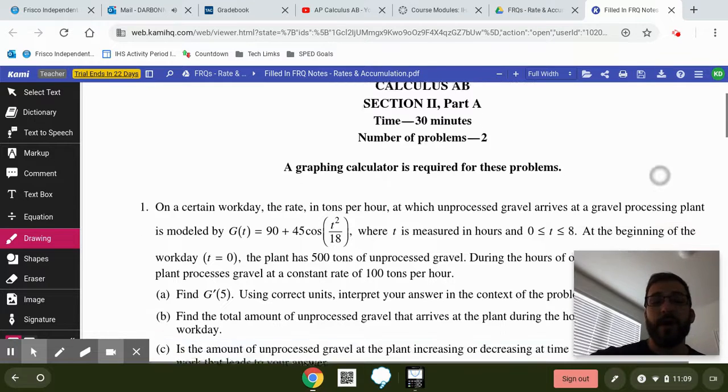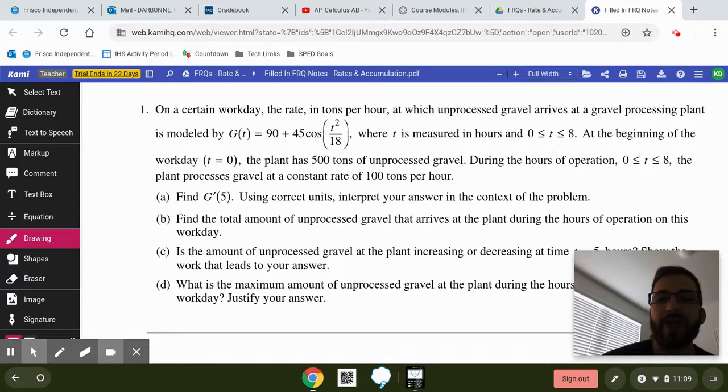Okay. So on a certain workday, the rate in tons per hour at which unprocessed gravel arrives at a gravel processing plant is modeled by G of t equals 90 plus 45 cosine of t squared over 18, where t is measured in hours and 0 ≤ t ≤ 8. At the beginning of the workday, t = 0, the plant has 500 tons of unprocessed gravel. During the hours of operation, 0 ≤ t ≤ 8, the plant processes gravel at a constant rate of 100 tons per hour.